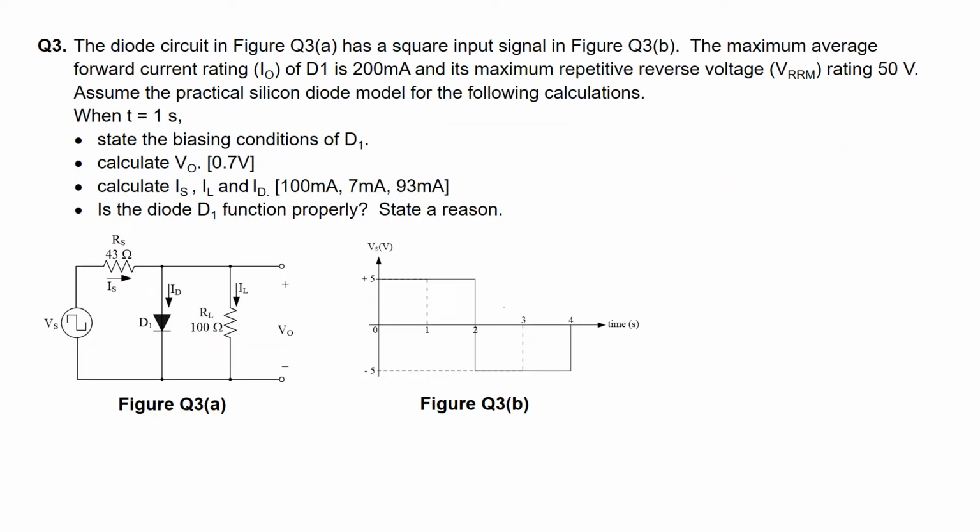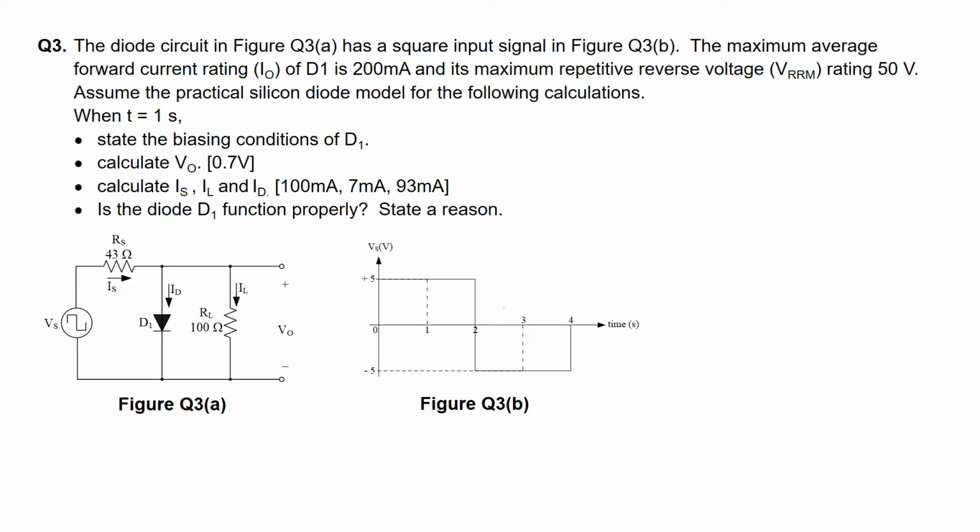In this question 3, the diode circuit in figure Q3A has square input signals as shown in figure Q3B. What is given for this question is that the maximum average forward current rating, or I naught, is 200 milliamps for the diode D1, and its VRRM rating is also given as 50 volts.